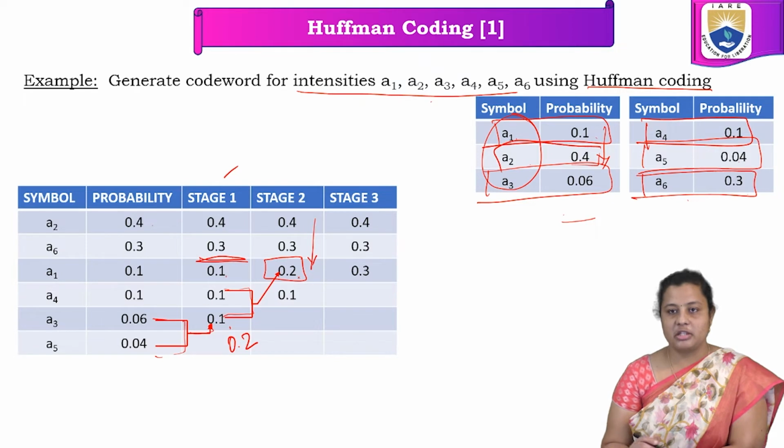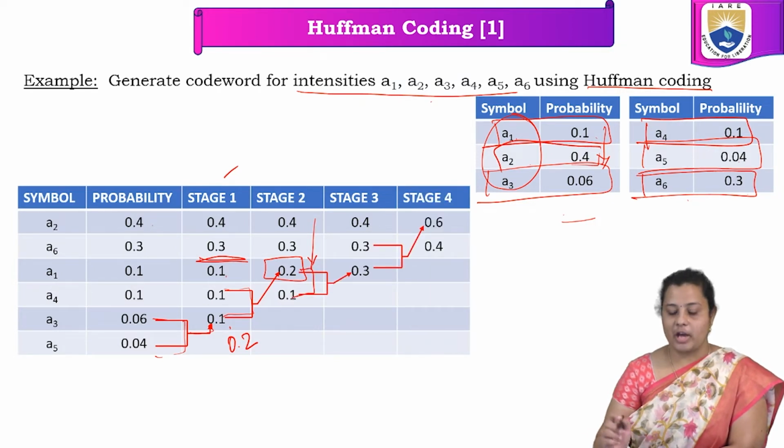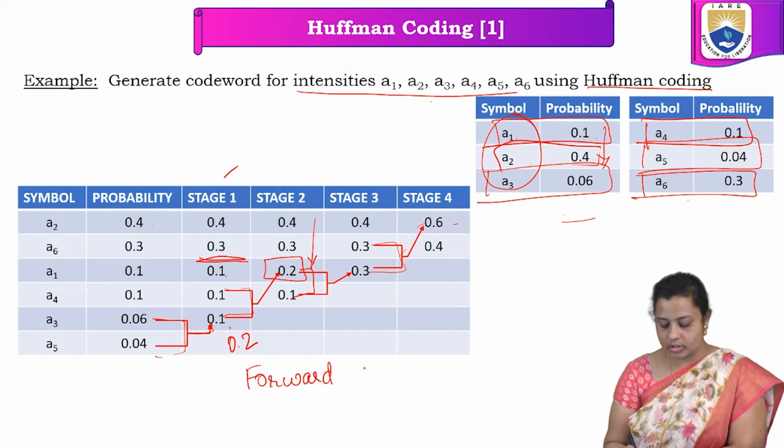Now what will be the next step? We have to add the last two probability values, right? So that is given by 0.3, which we are placing at the end point. Next, we are adding this 0.3 and 0.3, which comes to 0.6. So these are the forward steps.